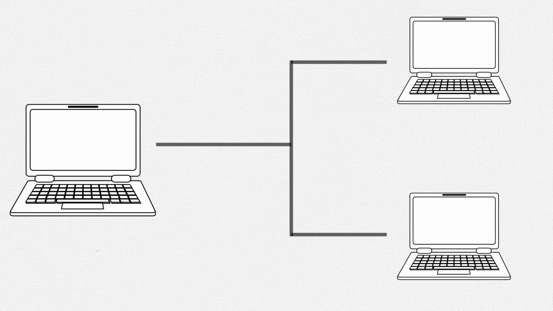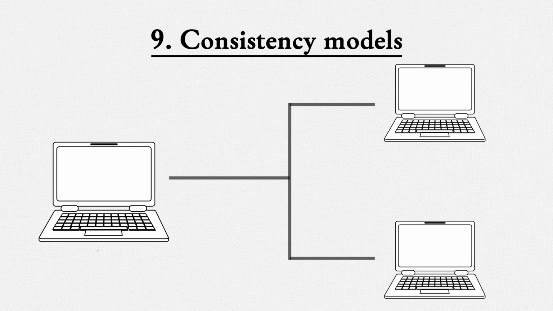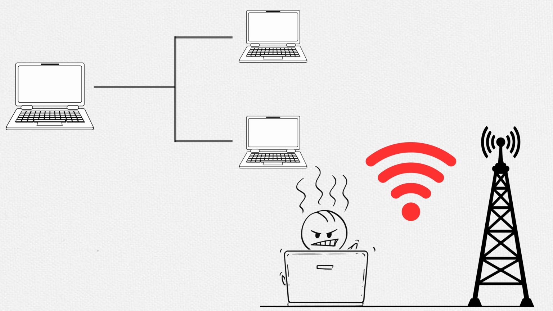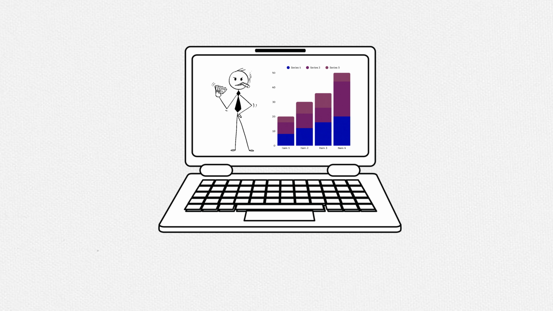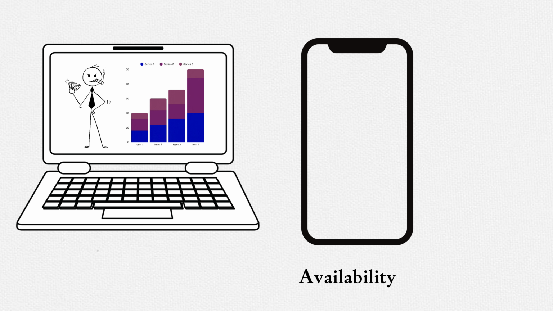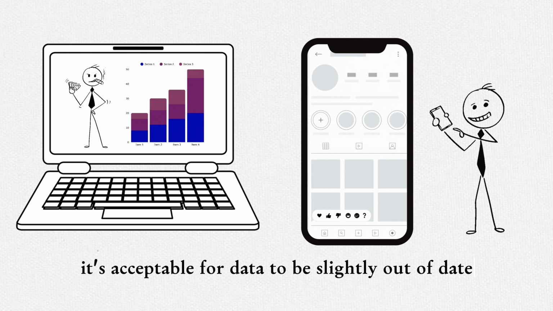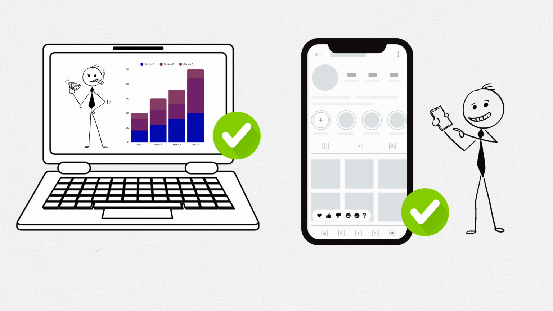Distributed systems must also deal with consistency trade-offs. It is not possible to guarantee strong consistency, high availability, and tolerance to network failures at the same time. Some systems prioritize consistency, such as financial applications where accuracy is critical. Others prioritize availability, such as social media platforms where it's acceptable for data to be slightly out of date. Understanding and choosing the right trade-off is a key system design decision.